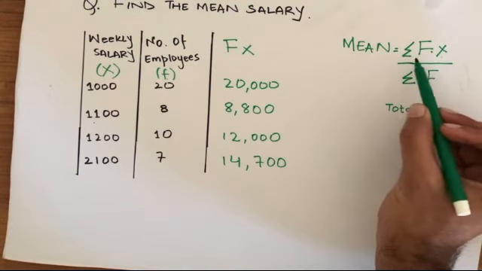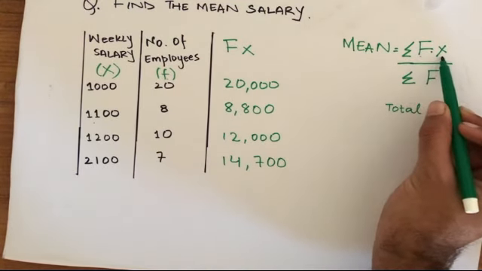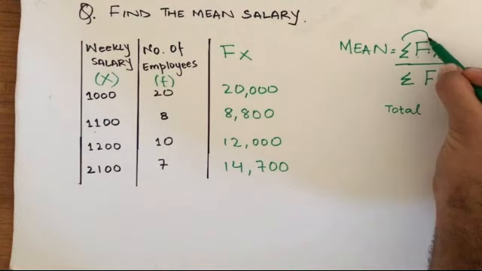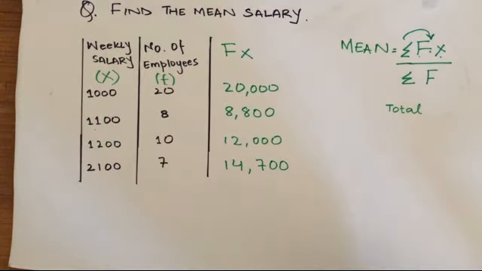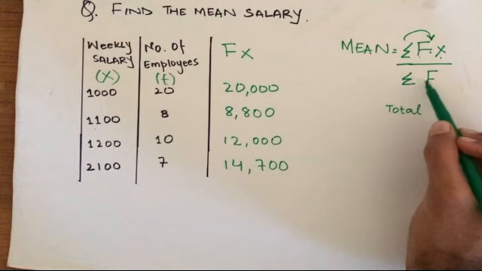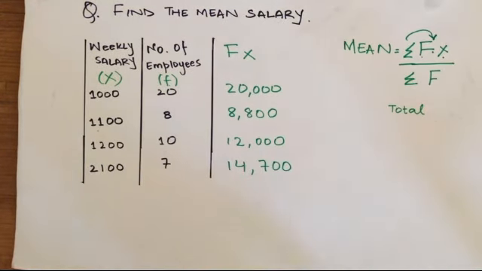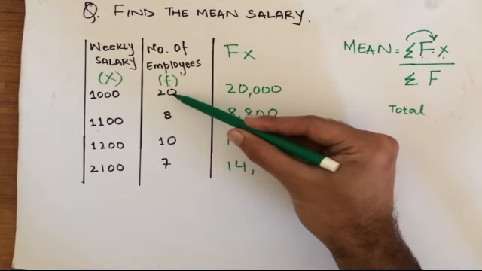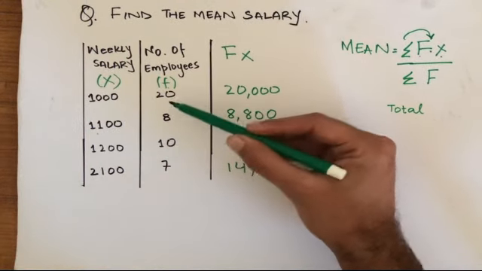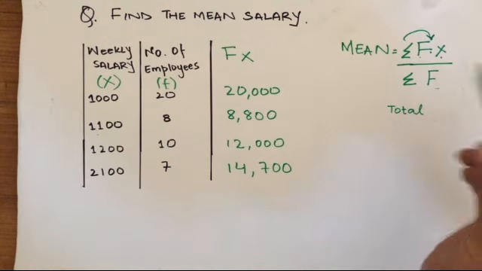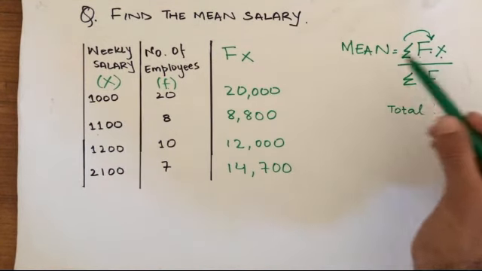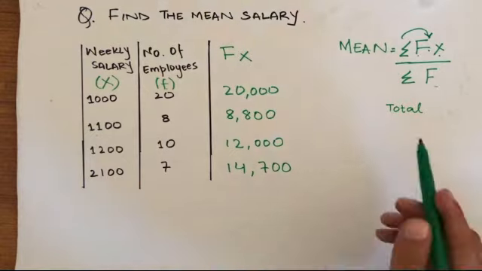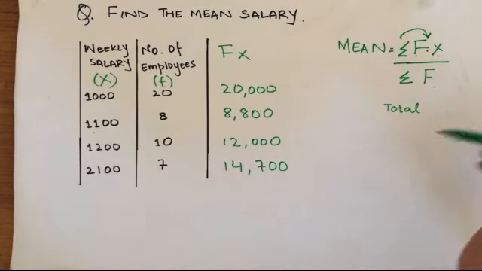But the formula says you don't need f and x, you need the total of fx, divided by the total of f, which is this. What you need to do is add all these to get this, and add all these to get this. Then the total of fx divided by the total of f would give you the mean. Let us go ahead and solve this too.